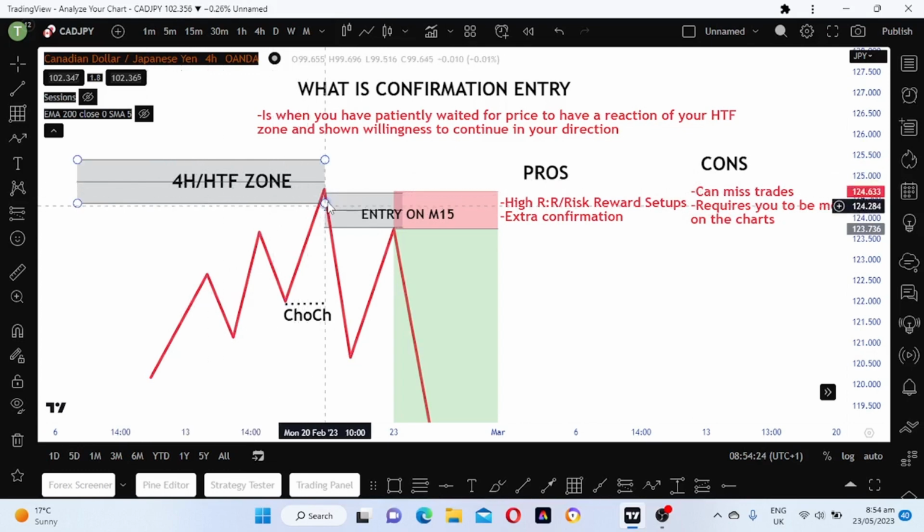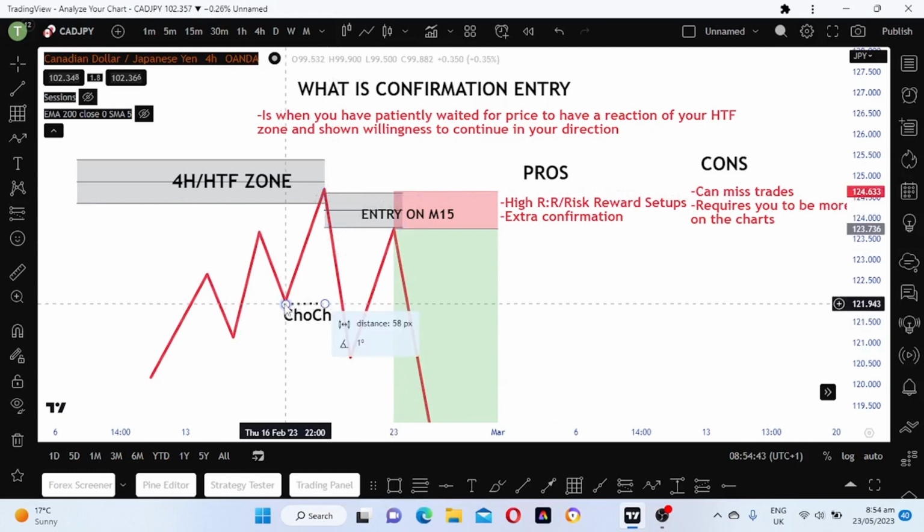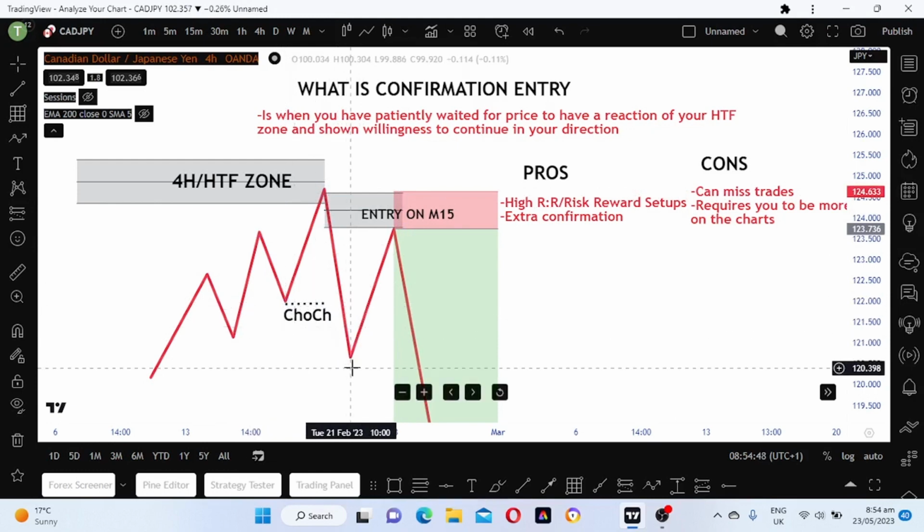So when price went into that zone, it did what? The market made a change of character, guys. This is what we call a change of character because the market did what? Instead of breaking this higher, the market broke this last low, which confirms that we have a change of character, meaning that we are making lower lows and lower highs.